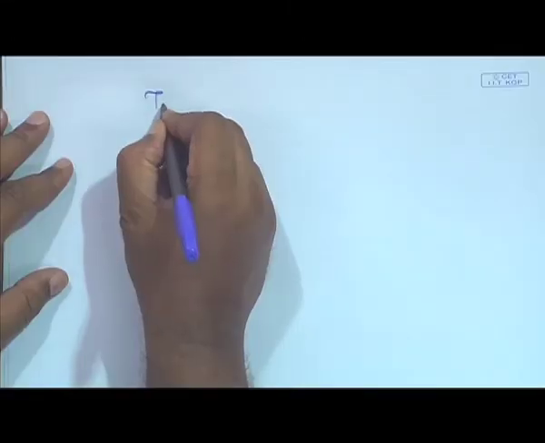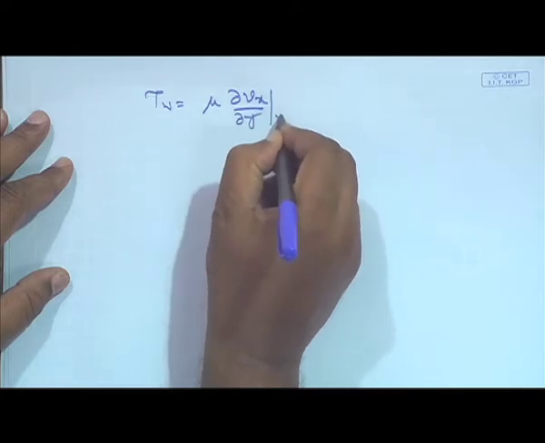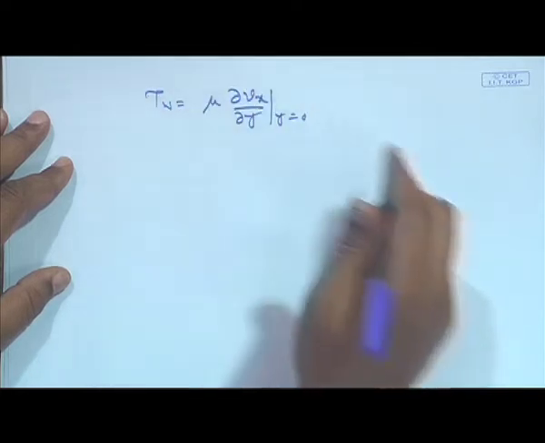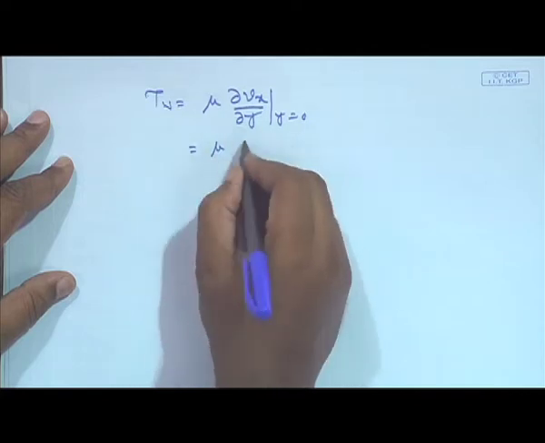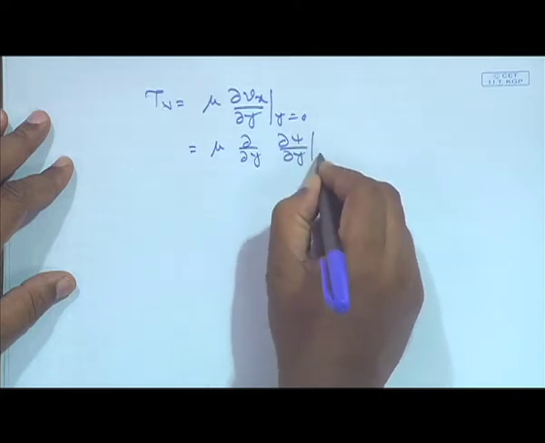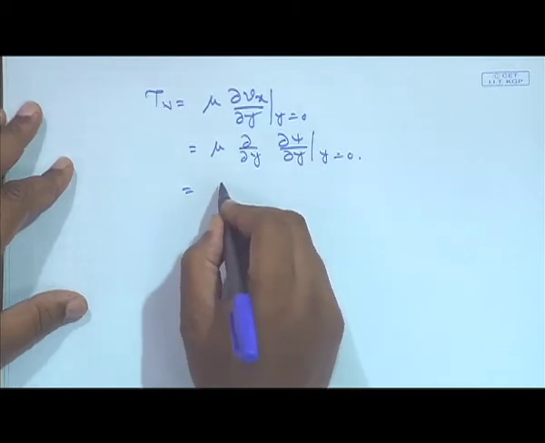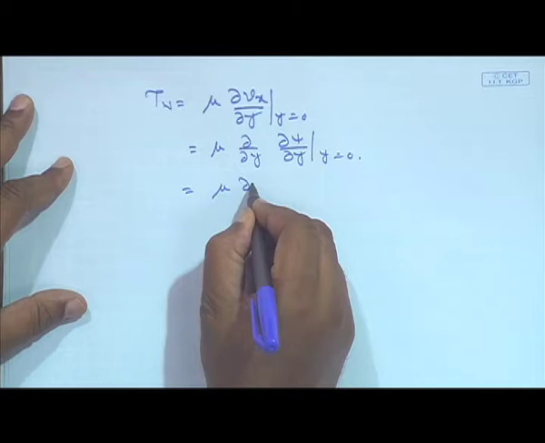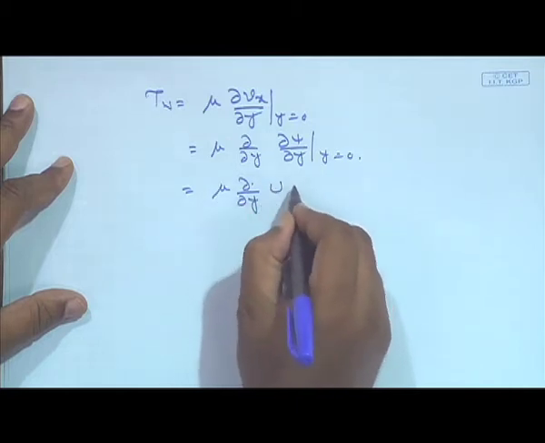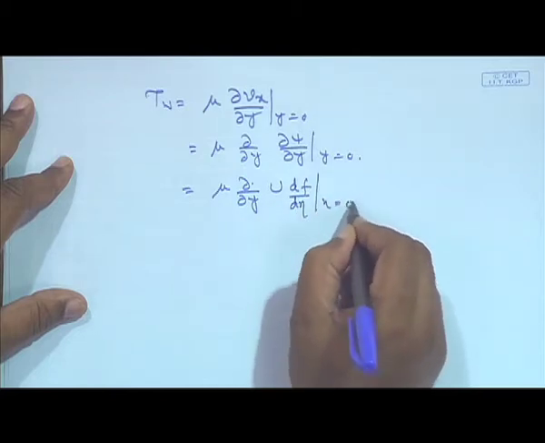The wall shear stress, which I denote by tau w, is simply mu del Vx by del y at y equals 0. Instead of Vx, it is del psi by del y at y equals 0. Now, if I bring in instead of y the concept of eta, the combination variable, it is del y of u df d eta at eta equals 0.